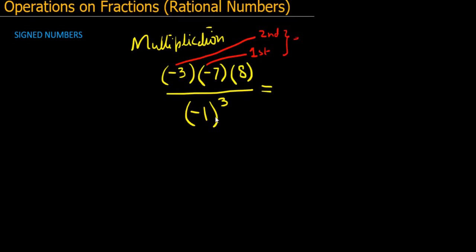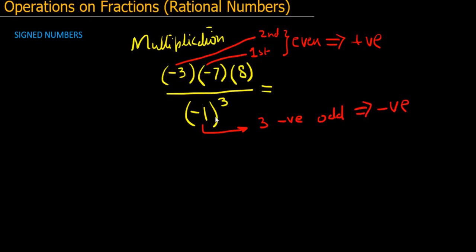So it means we have an even number of negative signs. So the resultant would be positive. How many negative signs are in the denominator? Minus 1 raised to the power 3. So this is 3 negative signs. 3 negative means odd. Odd power means the resultant would be negative. So we will get a positive resultant at the top, whatever the number is, we are not calculating this number. And a negative resultant at the bottom. Of course, this is 1. So we can say that this is just 1.